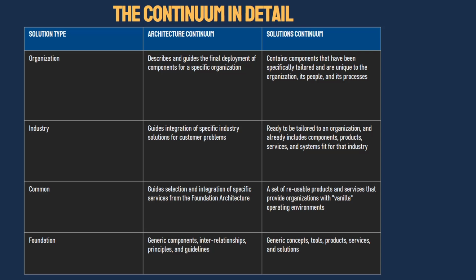And finally, the highest level of specification is the organization solutions type. On the architecture continuum, it is a very detailed document that describes and guides the final deployment of components for a specific organization. On the solution continuum, this usually contains components that have been very tailored and are very unique to an organization. It is people and culture and it is process.